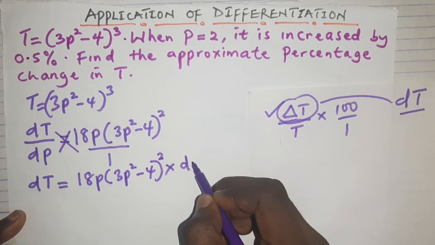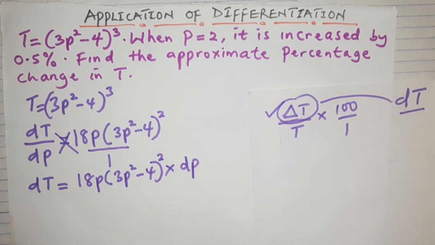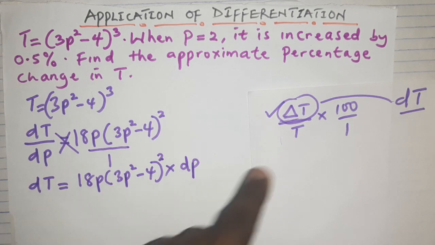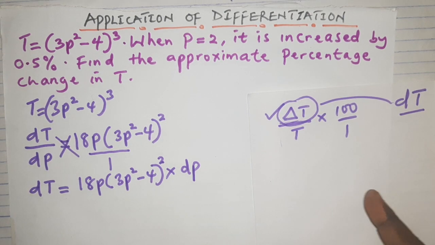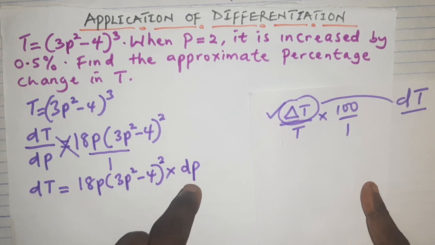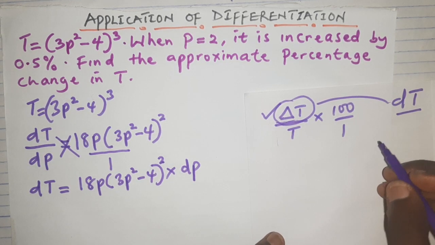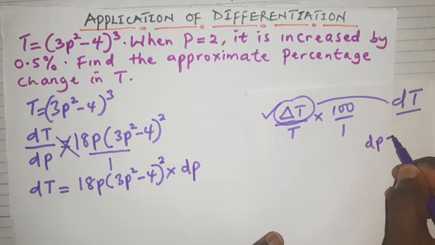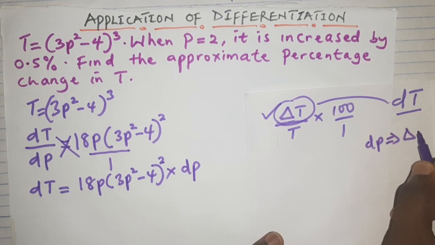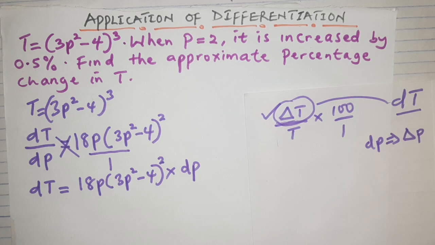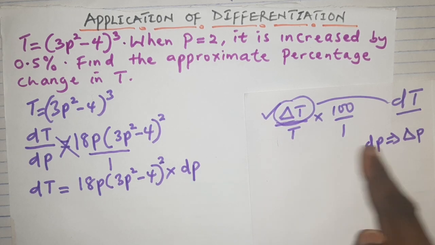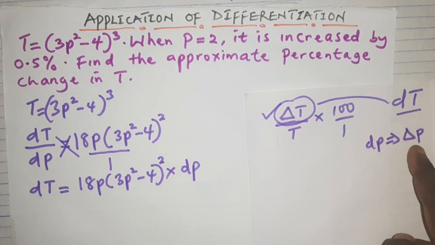So I should be able to evaluate the value of the dt now so that I can fix it here. But there's a problem. I don't know the value of the dp, and of course we know that from what I've just told you, my dp is also the same thing as saying change in p. So dp is the same thing as saying change in p. So if I can get change in p, I'll fix it here.